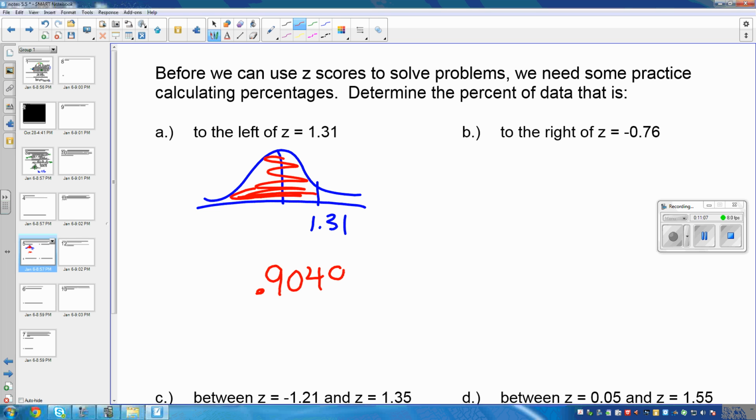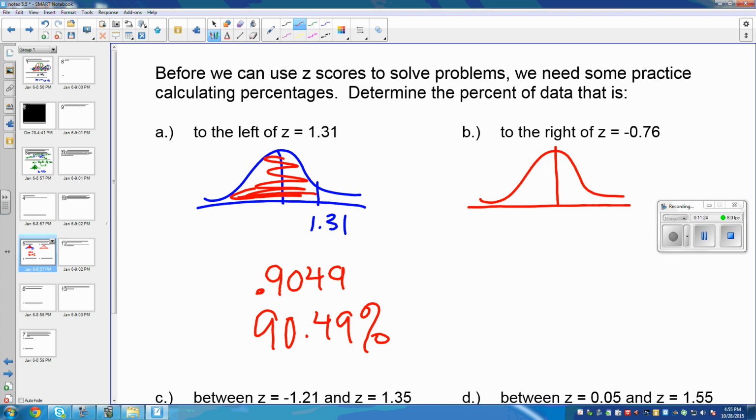So the next question says, to the right of a z-score of negative 0.76, we are to draw this picture. Negative is on this side, so negative 0.76 is here. We want to know to the right. So right is this way, so we want to know everything here. Remember, the picture that we get gives us everything to the left, right? So we're going to get this number. How do we actually get this number on this side? Well, that's 100, because this whole distribution is 100, minus whatever value we actually solve for.